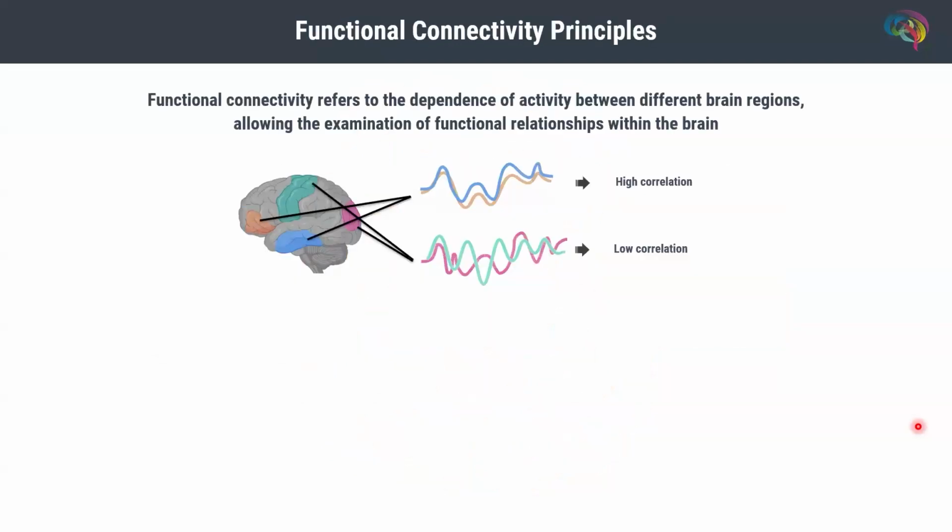So to make sure that we are on the same page about functional connectivity, just a few words on what it is. So functional connectivity, as you can read on the slide, refers to the statistical dependence of activity between different brain areas, pointing to the functional relationship within the brain. So this means that there are brain regions, as you can see here, whose activity is highly correlated, while other brain regions whose activity is not correlated at all. And these drive the emergence of specific networks that are activated at specific times or during specific tasks.